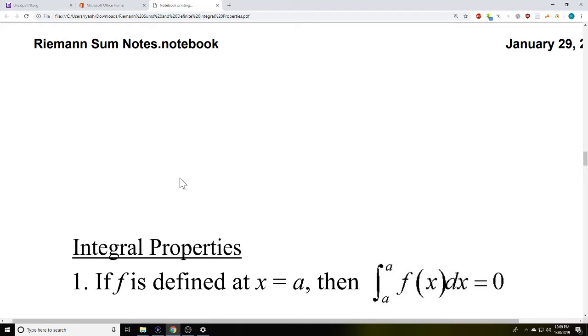So, property number 1. If f is defined at x equals a, then the integral from a to a of f of x dx equals 0. Okay. I'll give you a couple seconds to pause and think about, in terms of area, why this makes sense, that this should come out to be 0.